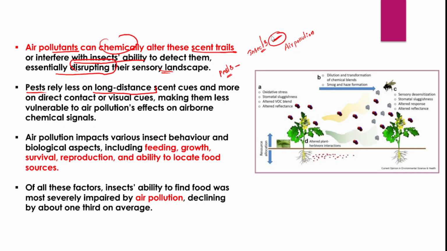So that is the problem which has been affecting the ability of these pollinators to perform their ecosystem services. In fact, this air pollution impacts various insect behavior and even their biological aspects. That includes their feeding patterns, growth, survival, sustenance of these species, reproduction, and even the ability to locate food sources. Over a period of time, their numbers would be substantially declining because of the increase in air pollution.